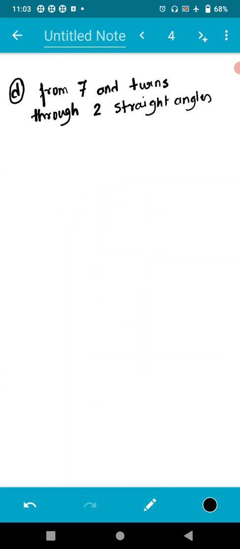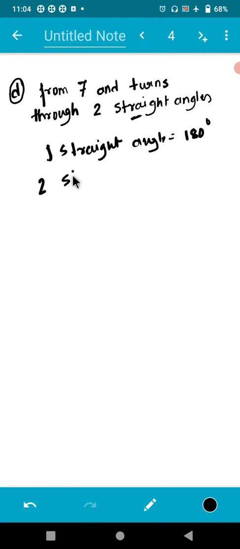Let's move on to the last sum of today's session. That is sum number D of question number 7. Now initially the hour hand is facing 7 and it needs to turn through 2 straight angles. Now this is something different. Now one straight angle you have to understand first. One straight angle is equal to 180 degrees. Remember that.